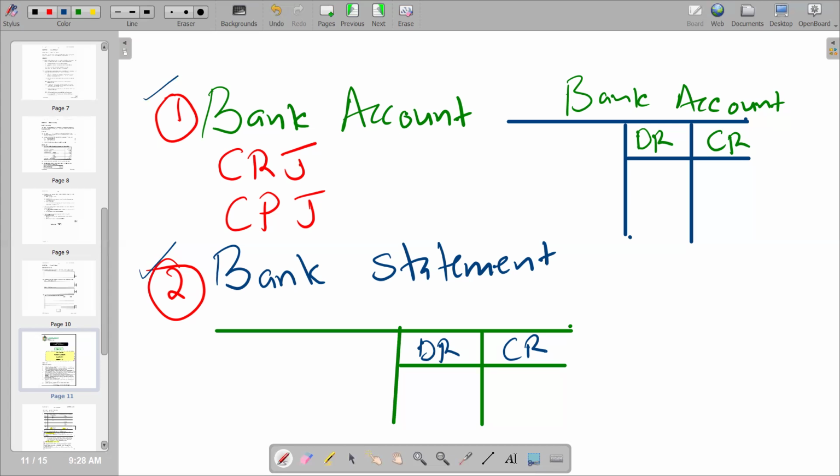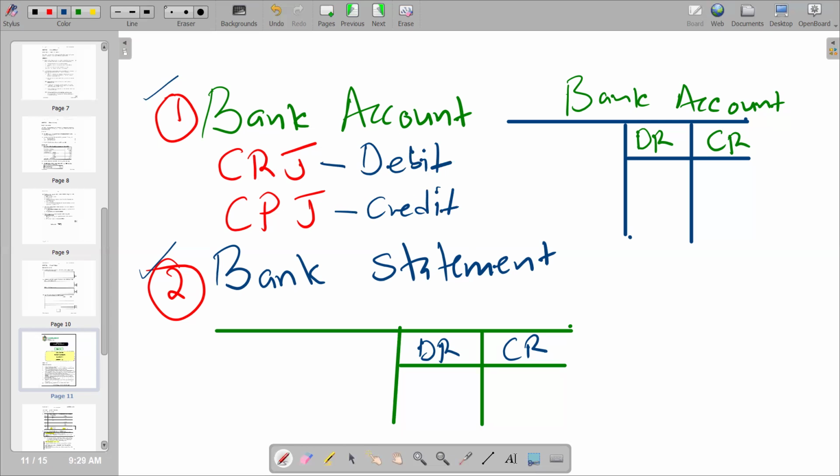So basically, we are saying there are two documents that need to be compared. The documents are the bank account in our ledger, and the bank statement that is coming from the bank. The bank account can be presented in the form of the cash receipts journal and the cash payment journal, whereby the cash receipts journal will represent the debit side of the bank account in the ledger, and the cash payment journal will represent the credit side of the bank account.